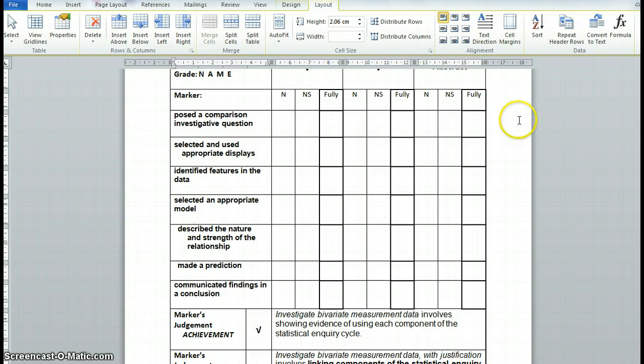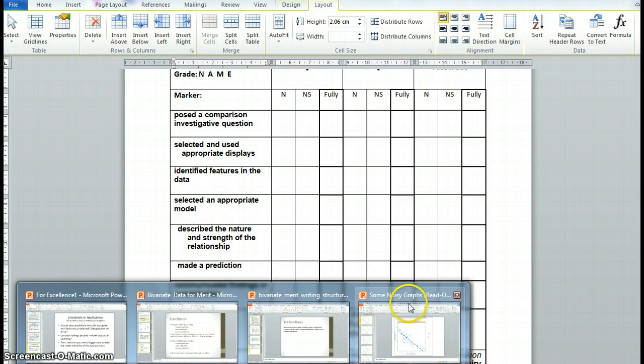The other thing in here, the key thing for merit, is this bit here: pose a comparative or comparison investigative question. So in your purpose statement, you're needing to say that you're going to compare, and for a lot of us, I know on Monday we looked at two graphs, but I'll show you a slightly different way of approaching it where you're still comparing two graphs but keeping the two variables the same.